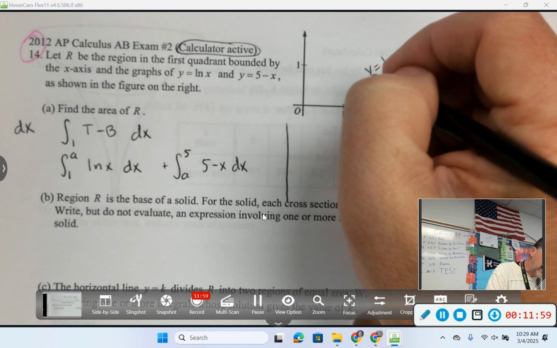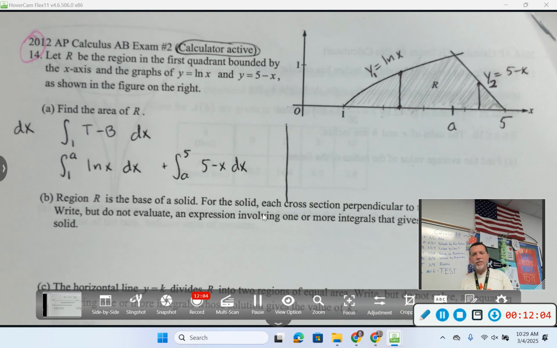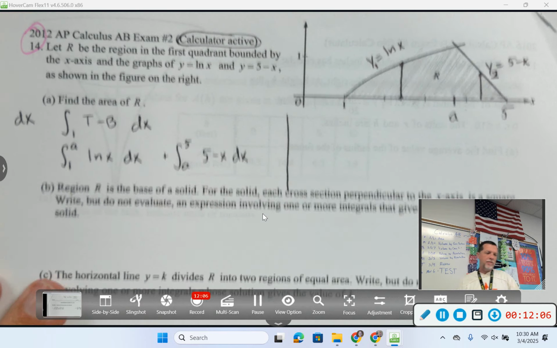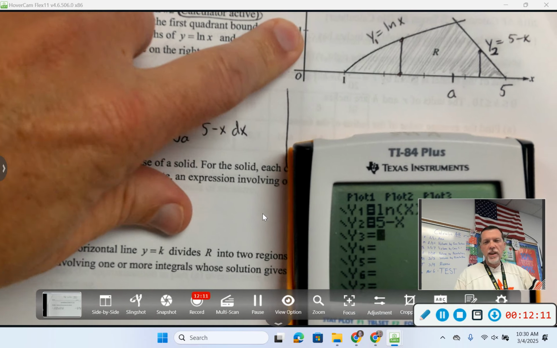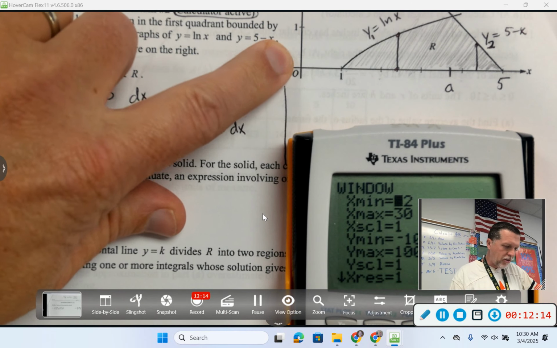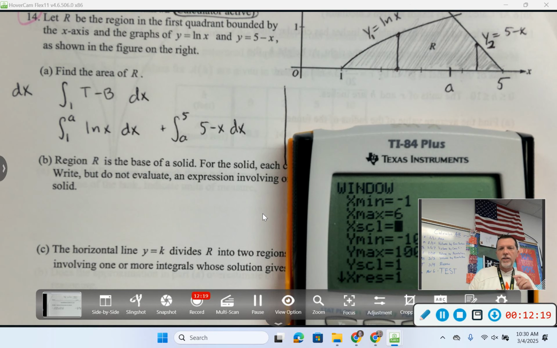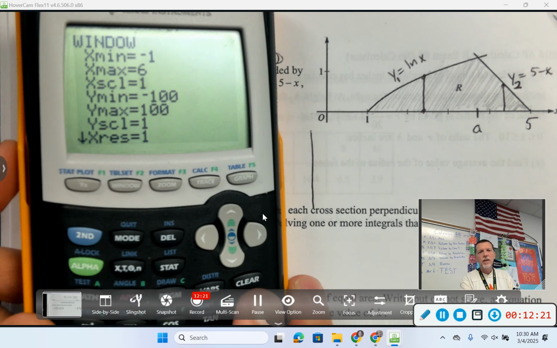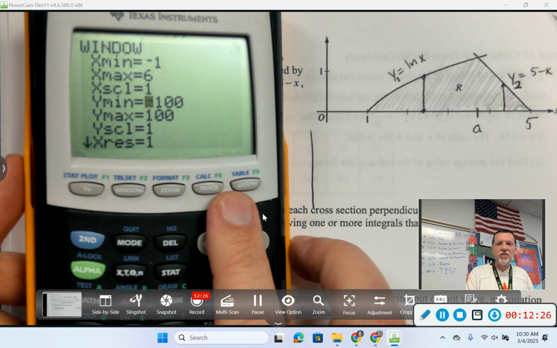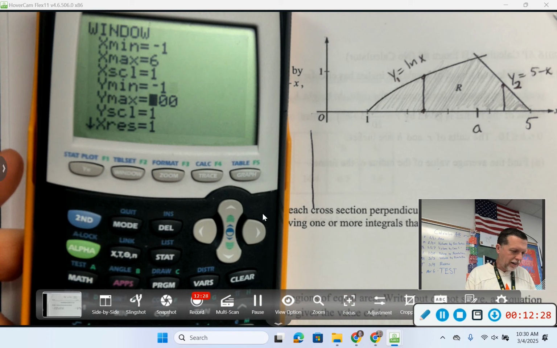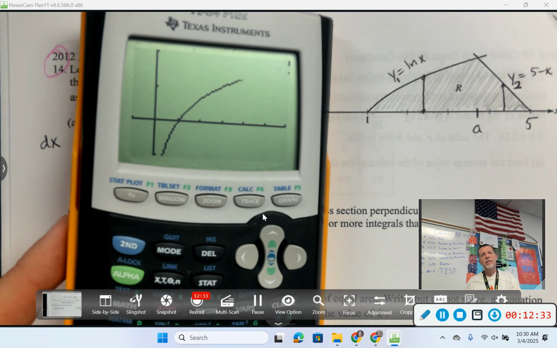I'm also going to go ahead and label these as y1 and y2. That way, if I use y1 and y2 later in the problem, I'll be okay because I've identified what those are. It's nice when they give me a picture because I can make my window match their picture. So I'm going to go -1 to 6 on the x values. And the last thing I did was -100 to 100. I definitely don't need that. I need like -1 to 2.